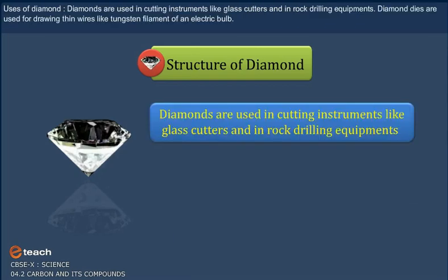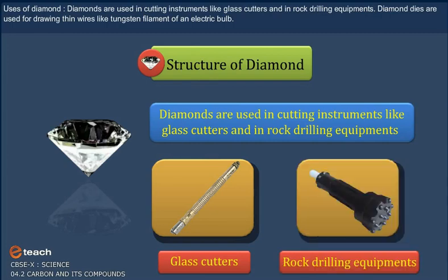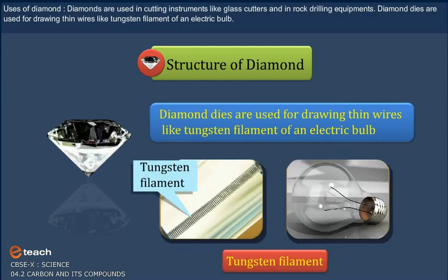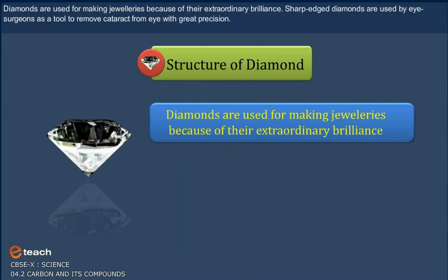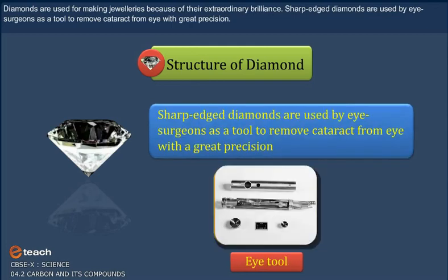Uses of diamond. Diamonds are used in cutting instruments like glass cutters and in rock drilling equipment. Diamond dies are used for drawing thin wires like the tungsten filament of an electric bulb. Diamonds are used for making jewelry because of their extraordinary brilliance. Sharp-edged diamonds are used by eye surgeons as a tool to remove cataracts from the eye with great precision.